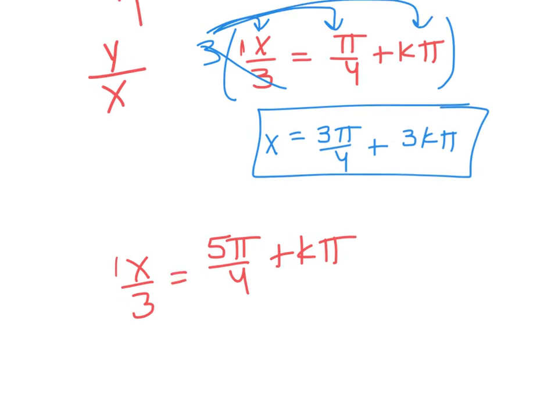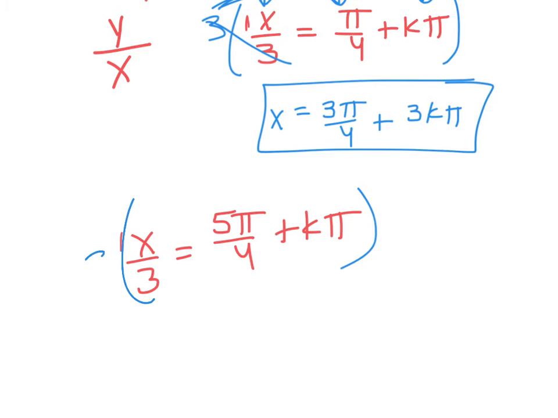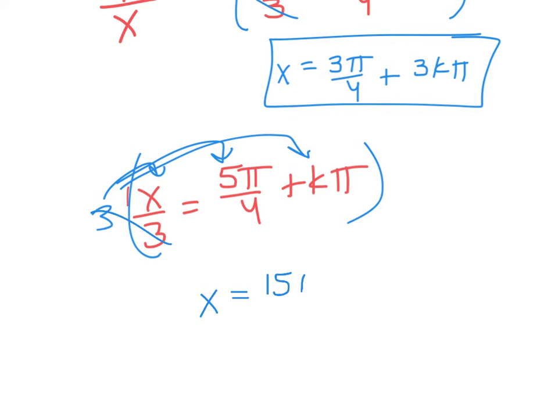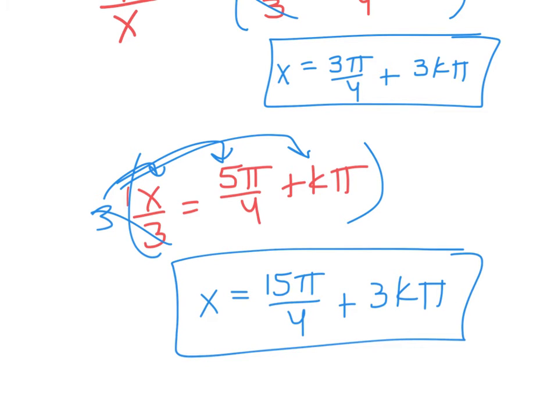That's it. Same thing here. Multiply everything by 3. Boom, boom, boom. So these 3s will cancel out. x equals 3 times 5 is 15 pi over 4 plus 3k pi. And that's it. So move on down here.